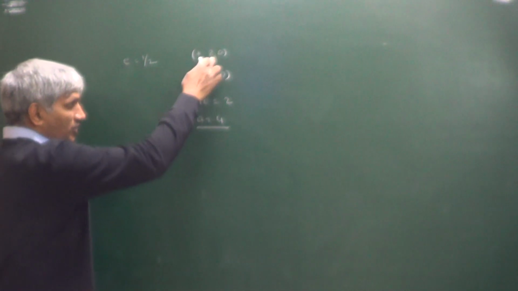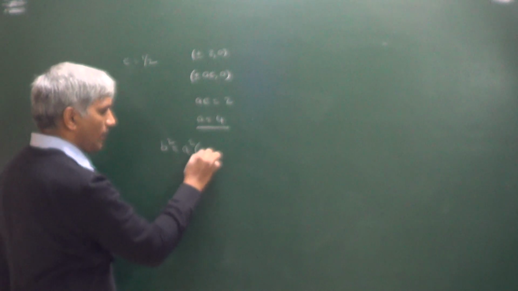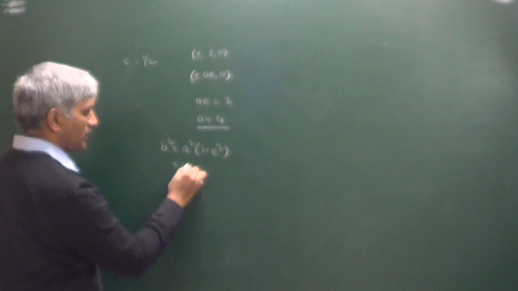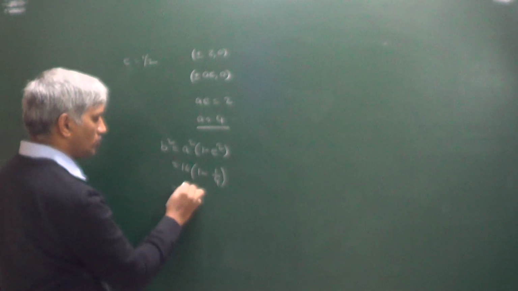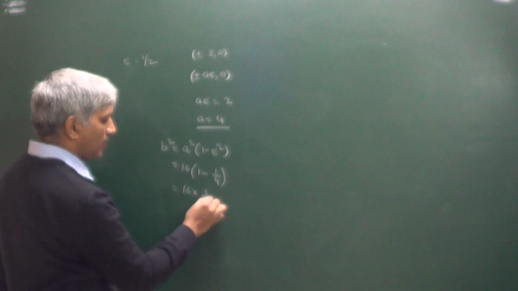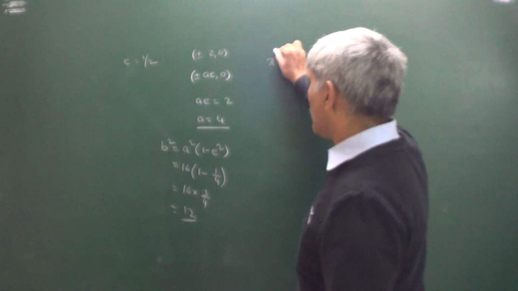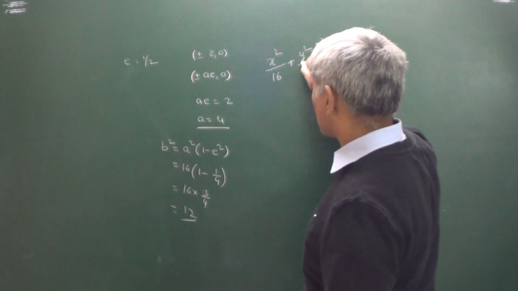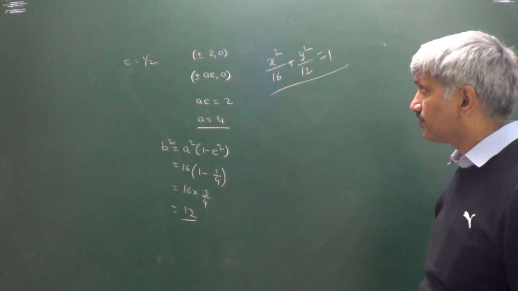Now it is in the first case. That's why the condition is B square is equal to A square into 1 minus E square. Therefore you will get 16 into 1 minus 1 by 4. That is equal to 16 into 3 by 4. So we will get 12 as b square. Therefore the first form of an ellipse, x square by a square plus y square by b square is equal to 1. That is the equation of an ellipse.